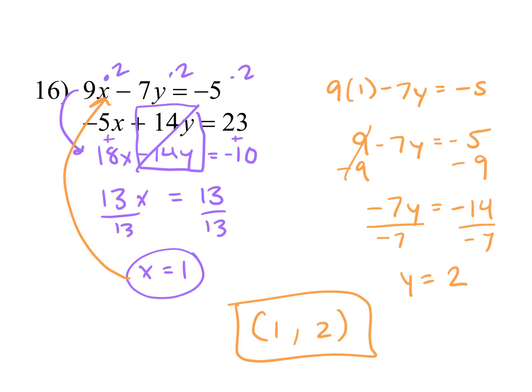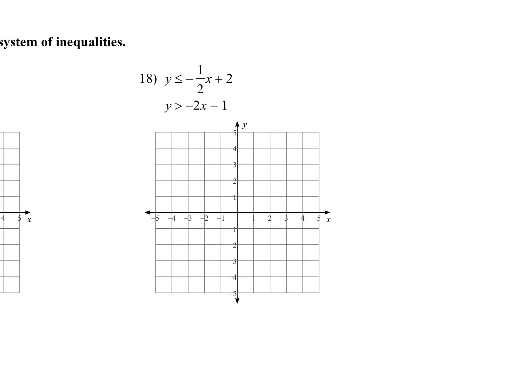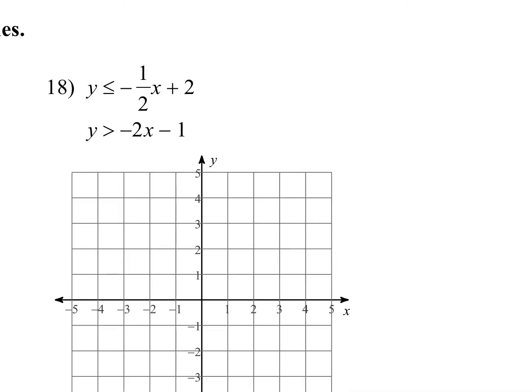Any questions here? It's number 18. So I'm going to graph one equation at a time, doing the first one first. What is my slope? Negative 1/2. What's my y-intercept? 2. So what point do I need to put first on my graph?